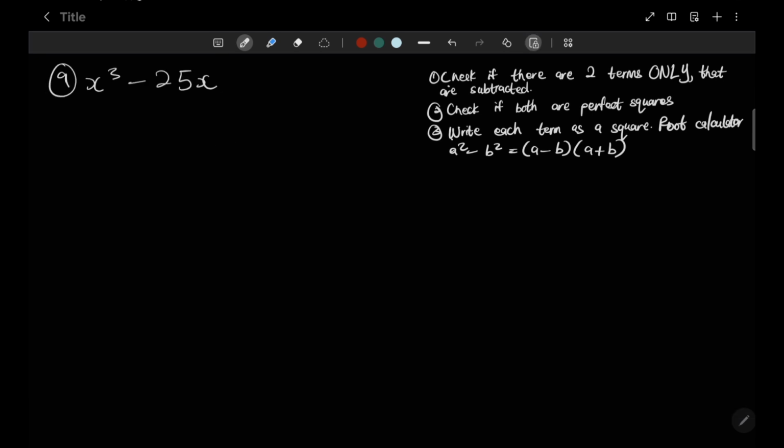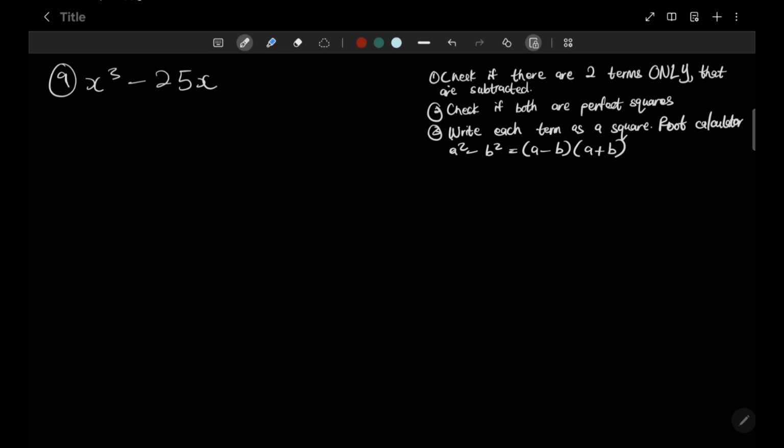The last example, number 9, x cubed minus 25x. So we check first, check if there are two terms only. We have x cubed and 25x. There are two terms that are subtracted. There's a minus sign, so we met the first condition. Number 2, check if they're both perfect squares. What is x cubed? X cubed is x times x times x. So this is not a perfect square.